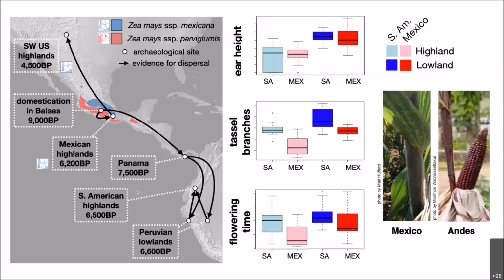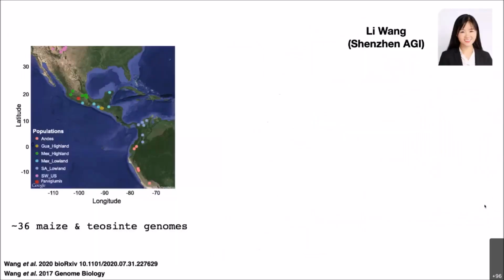Nonetheless, highland maize in Mexico and highland maize in the Andes show a number of convergent phenotypes, from ear height and tassel branches to flowering time to stem pigmentation, and some evidence for macrohairs as well. So a bunch of convergent phenotypic adaptations to highland environments, which led us to ask, what is the origin of this phenotypic convergence, and is there any evidence of a contribution from highland maize in Mexico? This is work by former postdoc Li Wang, who's now at the Shenzhen Ag Institute, and we posted this preprint late last year.